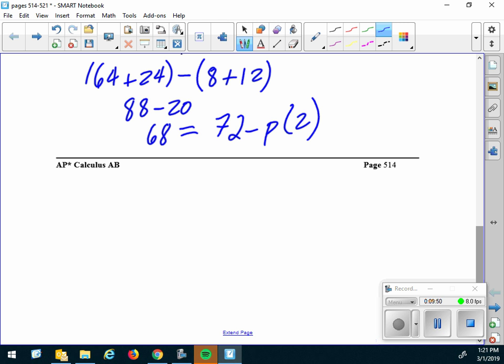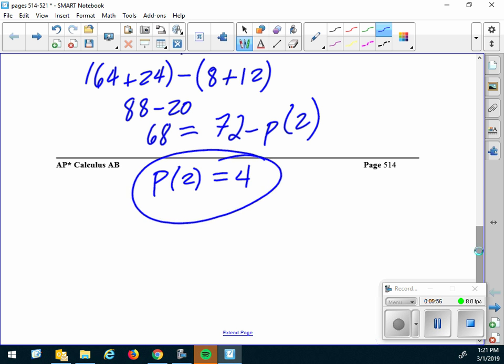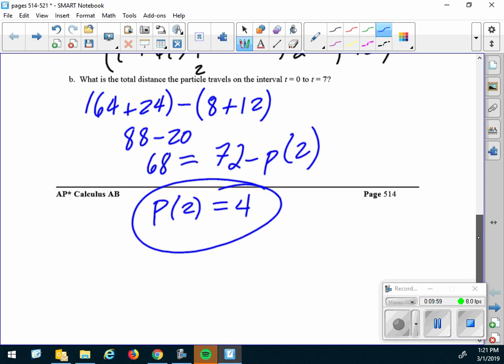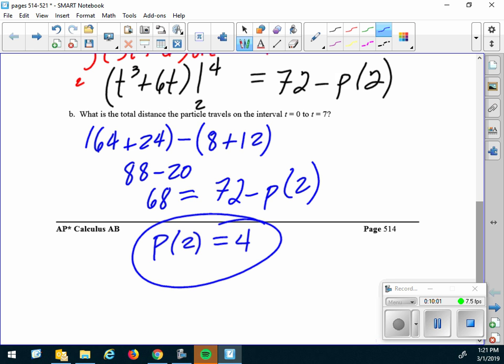What's p of 2? Okay, so that was A, where p of 2 is equal to 4. Now let's go down to B.